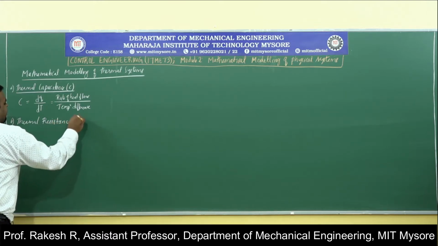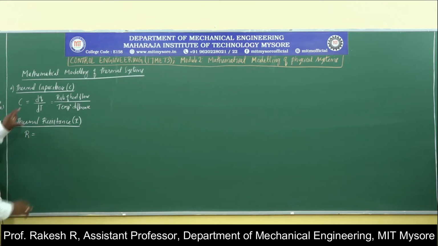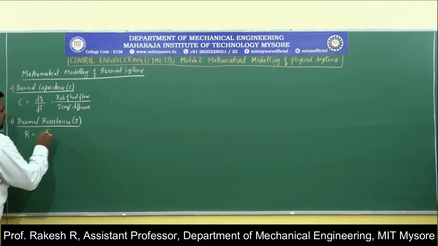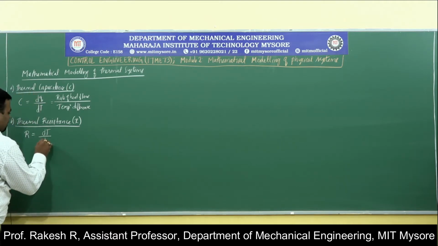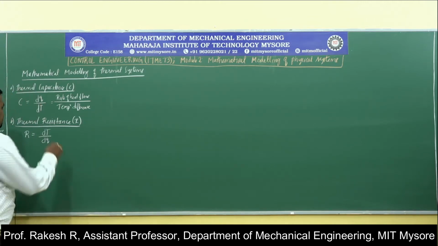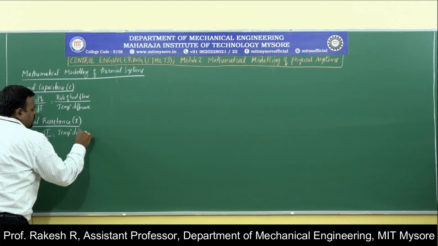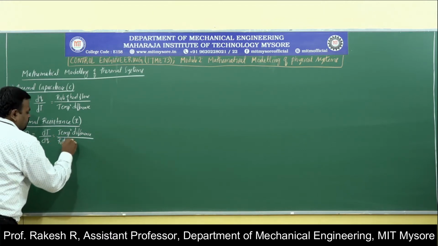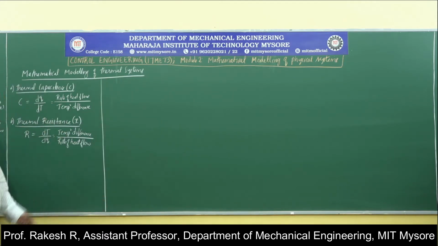Thermal resistance is denoted by R, and it is defined as the reverse of capacitance. It is how much temperature rise there is with respect to unit heat transfer flow. So this is the equation for thermal resistance. This is the temperature difference, and this is the rate of heat flow. So this is how we define a thermal system.